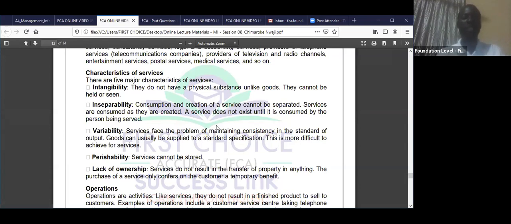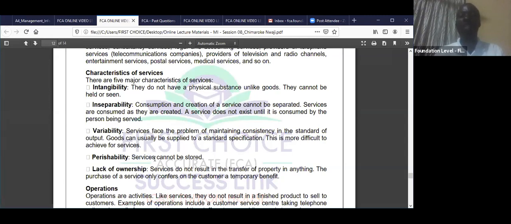We talk about the perishability of the service. Services cannot be stored. It's either you accept it now or you reject it. When somebody goes to get services like education, either what they are teaching makes sense and you accept it, or you think they are teaching nonsense and you reject it. You cannot save the product. It is what you get and you accept. That is how it is.